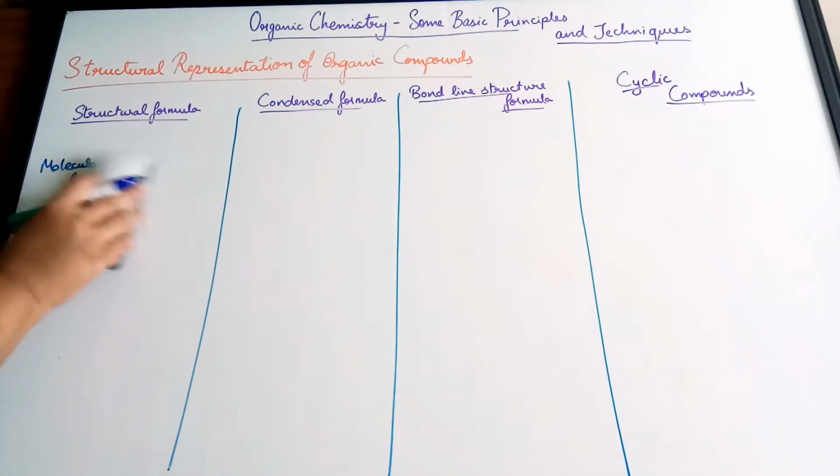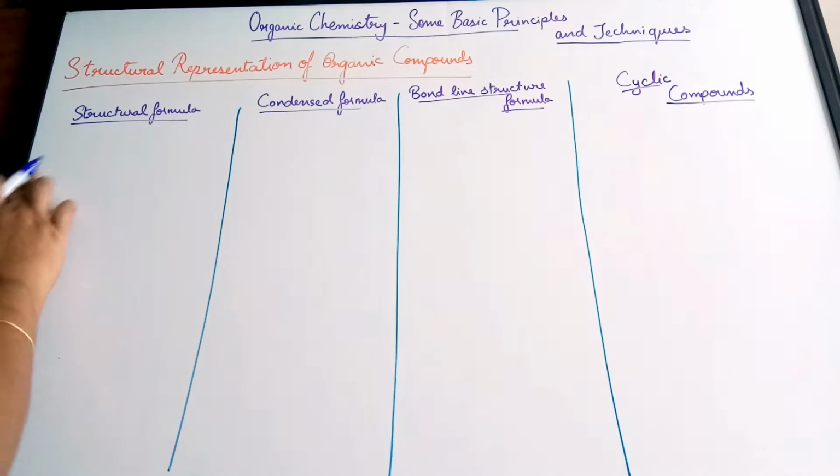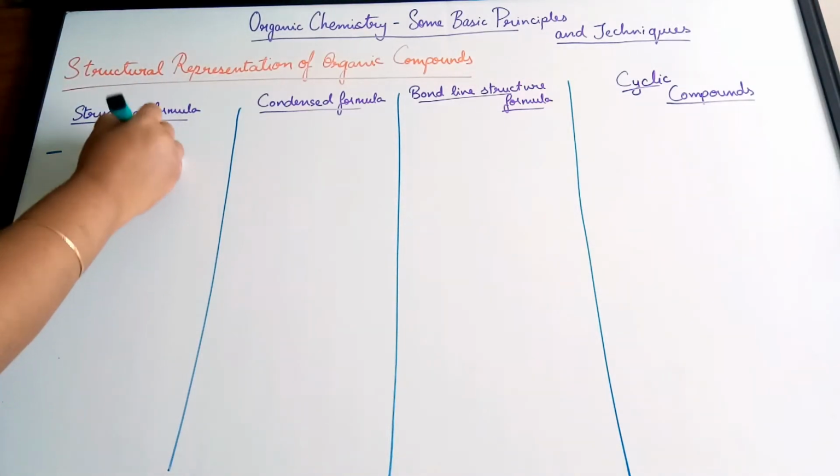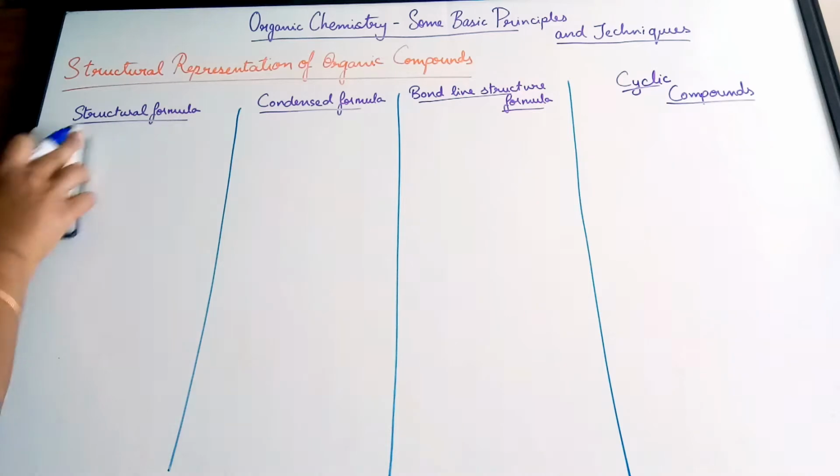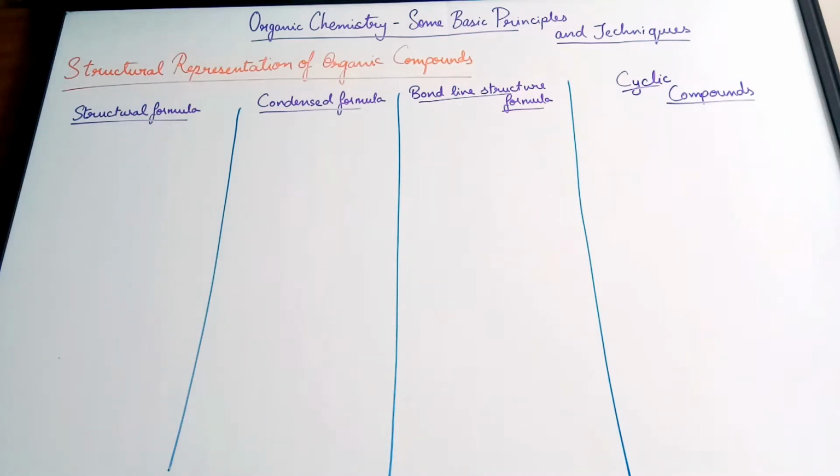So to recap, in Lewis structures, this is a single bond, this was a double bond, and this is a triple bond. In the structural formula, we need not represent the lone pair of electrons on the hetero atoms. That is, in case of oxygen, nitrogen, we will not be representing the lone pair of electrons. So let's start. First is a molecule called ethane.